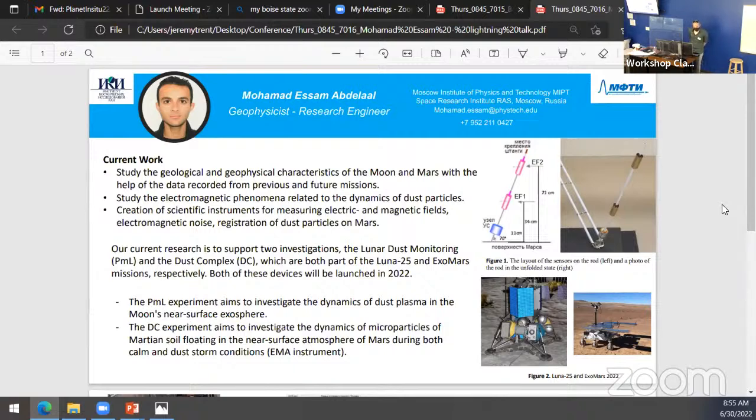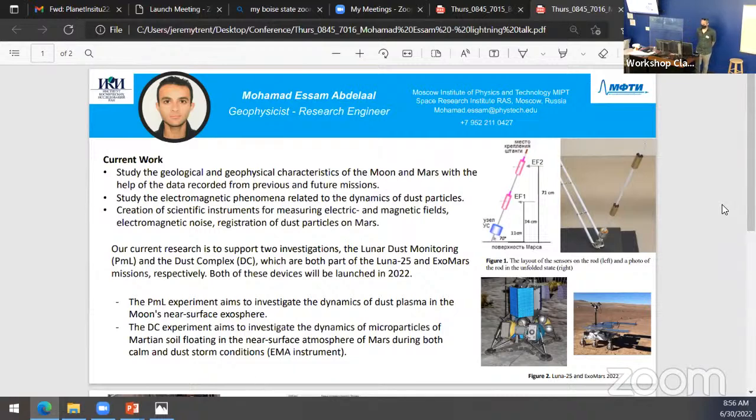Mainly right now, our current work is to study the geological and geophysical characteristics of the Moon and Mars, and some new projects regarding Venus are under discussion. Besides that, we are studying the electromagnetic phenomena related to the dynamics of dust particles, and of course, the creation of scientific instruments for measuring electric and magnetic fields, electromagnetic noise, and registration of dust particles on Mars, including our device, EMA.